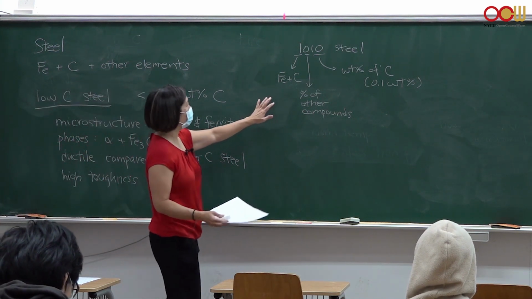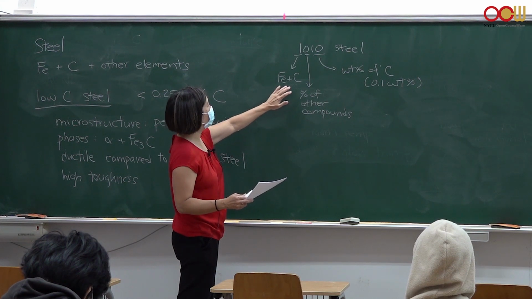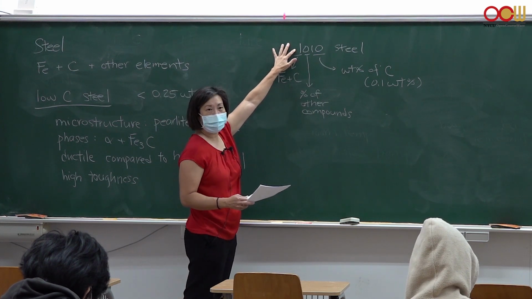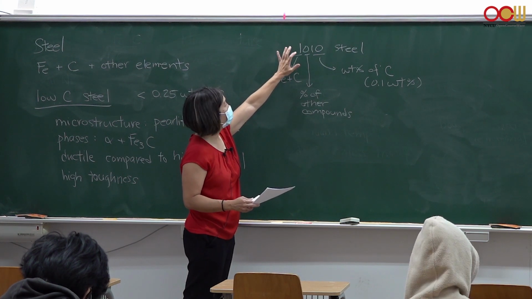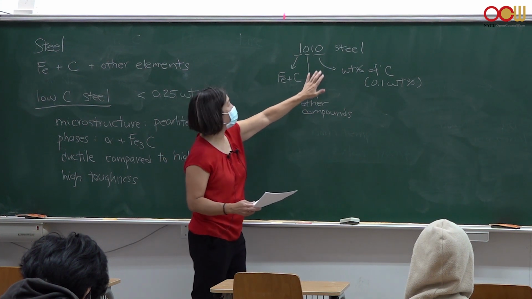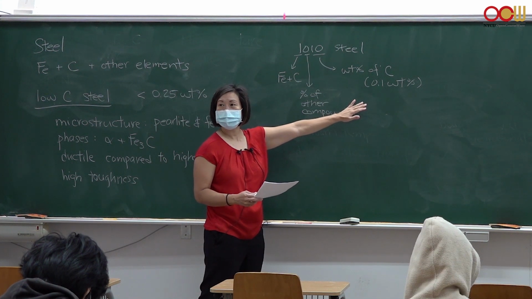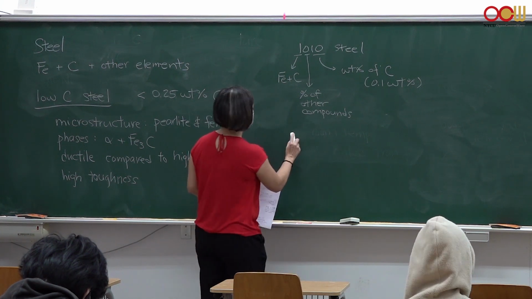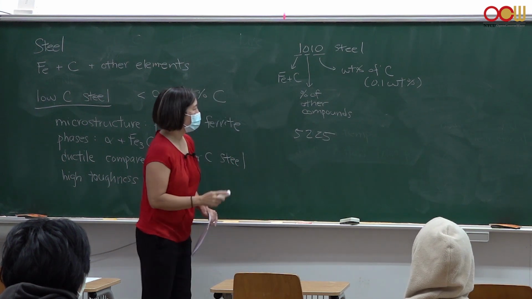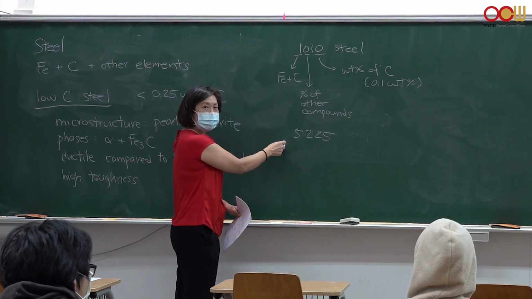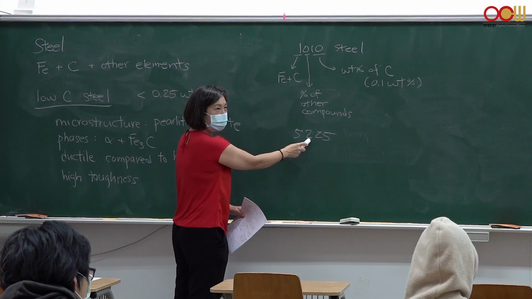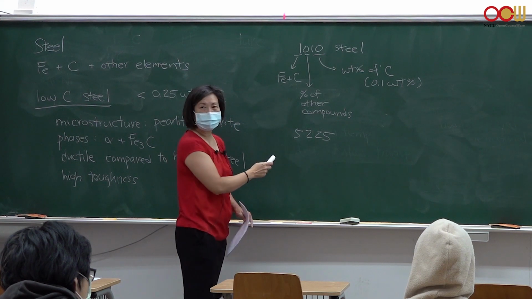And so let's say a Fe plus C plus chromium steel would have a number 5 starting here. And then the second number would tell you the percentage of chromium. And the last 2 numbers will still tell you the percentage of carbon. So if we have something like 5225, this would tell you this is an iron plus chromium plus carbon steel. It has 2 weight percent chromium and 0.25 weight percent carbon.